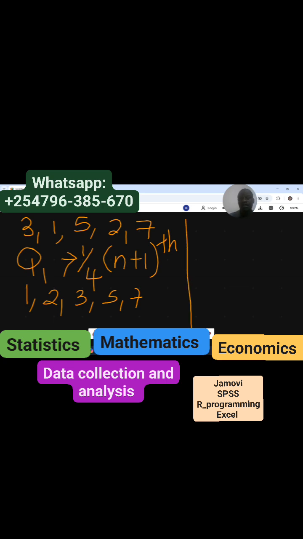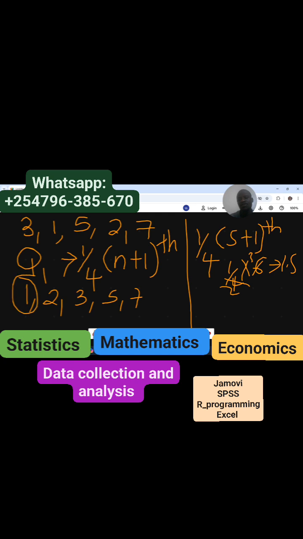So if there are 5, let's use this formula: a quarter times (5 + 1)th. n is the number of items. So that becomes a quarter times 6, which is 6 over 4, the same as 3 over 2, which is 1.5. So we are going to find the 1.5th position of this data set.